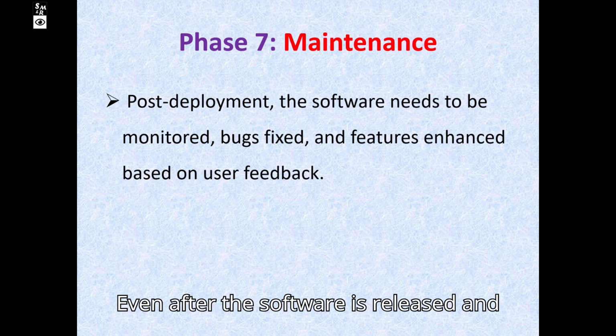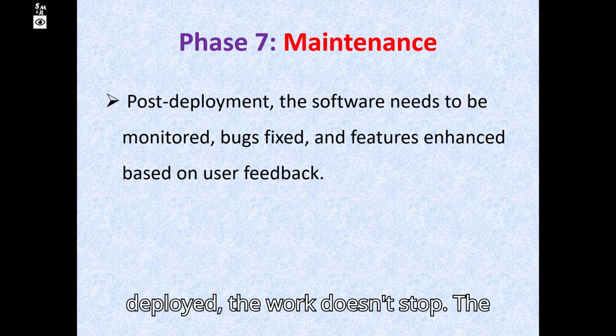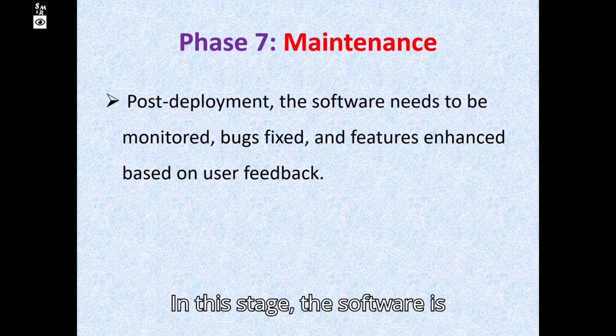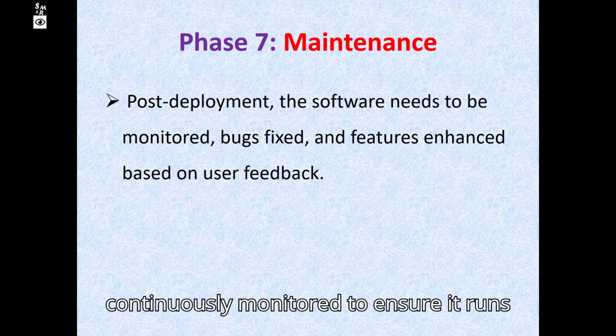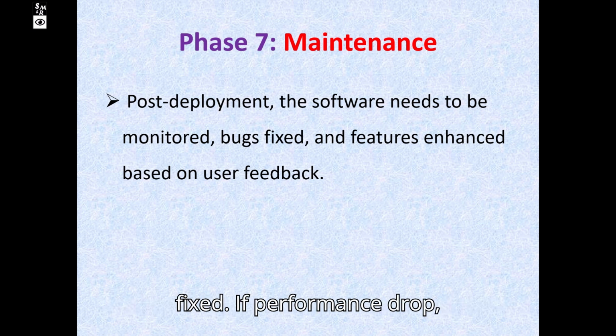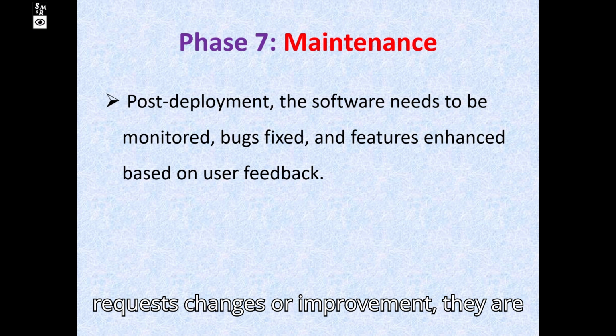Even after the software is released and deployed, the work doesn't stop. The final phase of SDLC is maintenance. In this stage, the software is continuously monitored to ensure it runs smoothly. If bugs are found, they are fixed. If performance drops, it's optimized. And if users request changes or improvements, they are added over time.